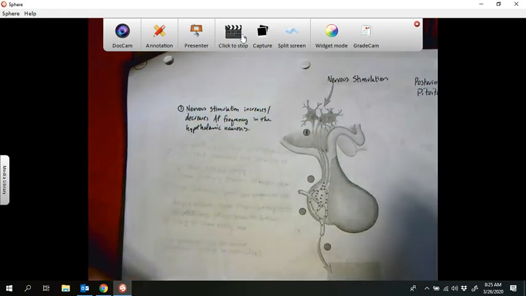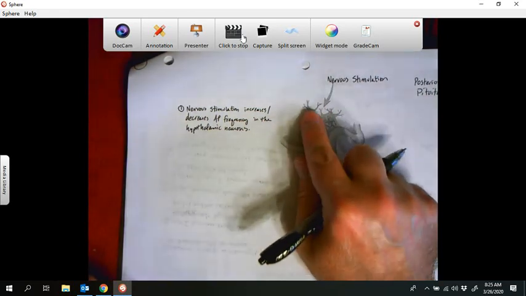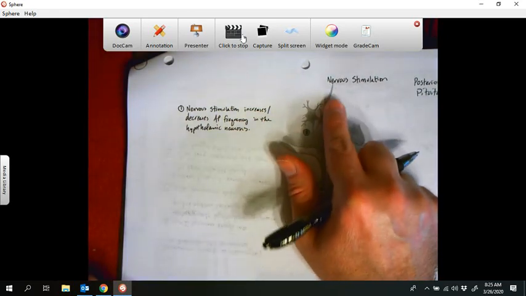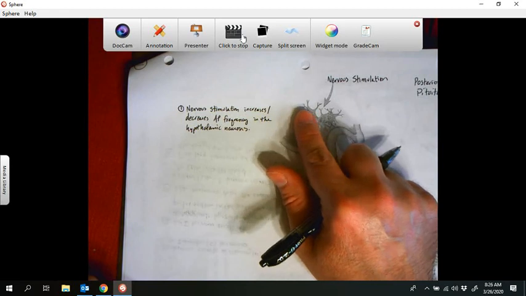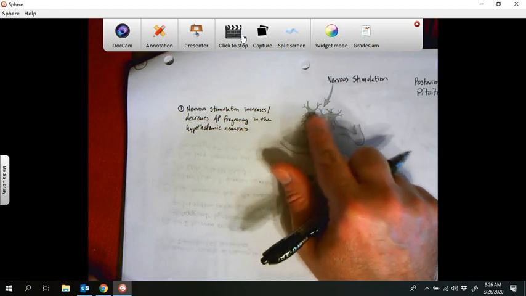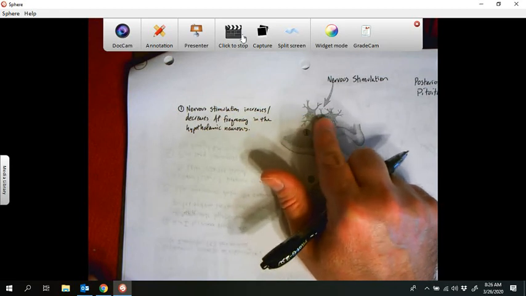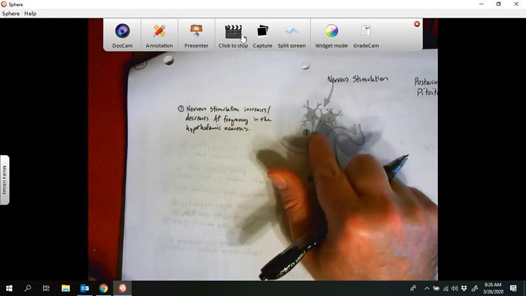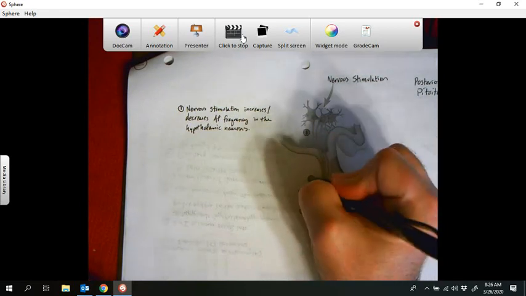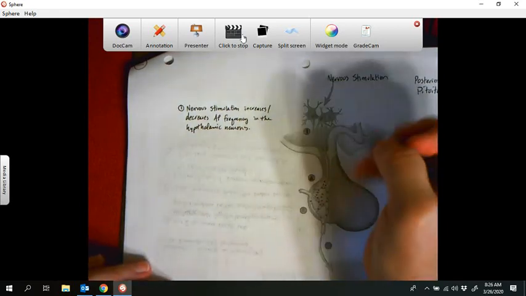So if you remember these neurons right here in the hypothalamus, we're going to stimulate them. So all those things we talked about with the nervous system are going to come into play. If we generate an action potential here, then that action potential is going to travel down to number 2.